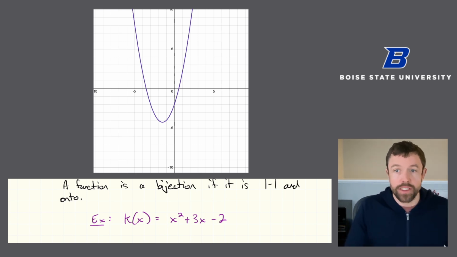So it's definitely not a bijection, right? We can see that it's not 1 to 1. There are multiple x values that give us 0. It's not onto. There are no x values that give us negative 5 or negative 10, for instance. And so it's definitely not a bijection as well.